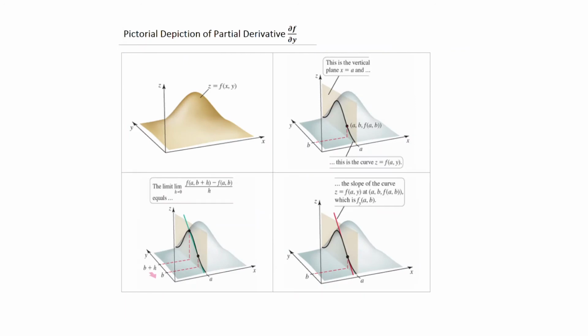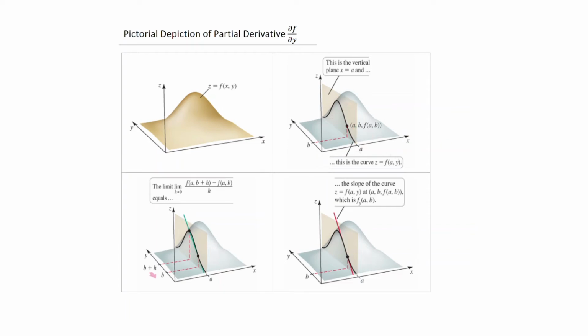In this case, basically, x is held constant. So in this case, x is equal to a. And now basically, we're tracing out y. And that's the curve that you see here. And we're interested at the point AB again. And so the function takes on the value of f of AB at this location here. That's in the vertical direction.